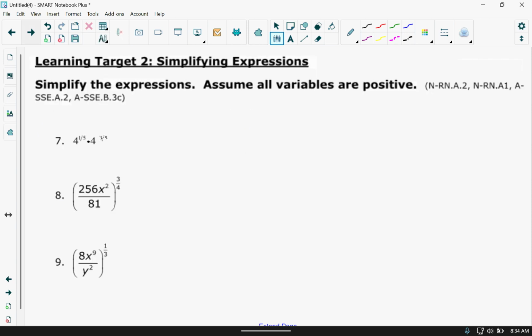Okay, learning target 2 is simplifying expressions. It says simplify the expressions, assume all variables are positive. So the first one, number 7, is 4 to the 1/5 times 4 to the 3/5.